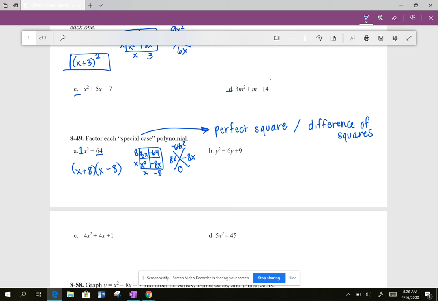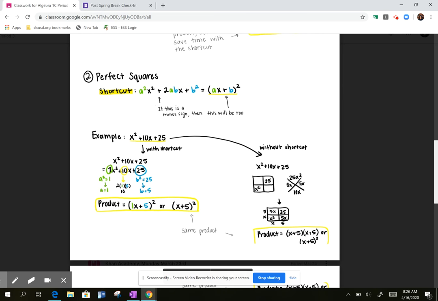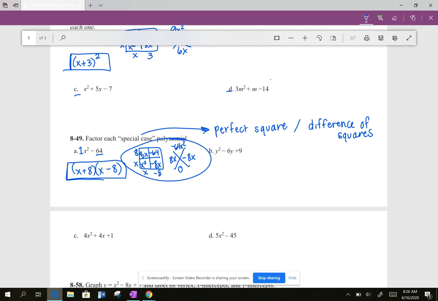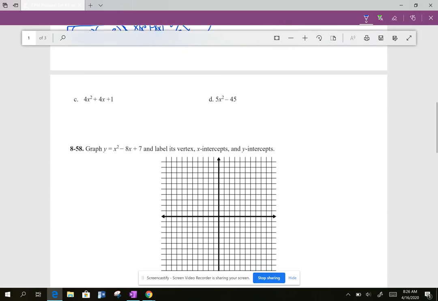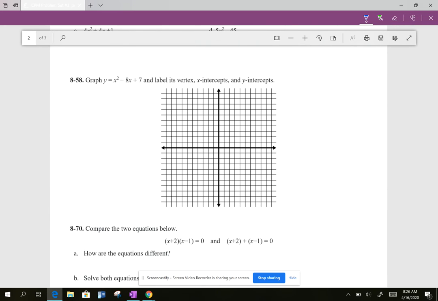Okay, you don't need to use the shortcut. I just want to repeat that one more time. You can use your generic rectangle and diamond to figure out what the product is, but I just wanted to show you that. So refer to these notes if it's helpful, but you can do it without the shortcut. Okay, that's 8-49. Let's move on. 8-58.